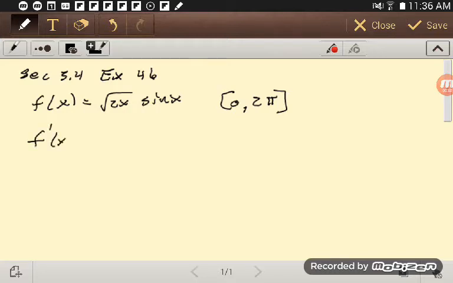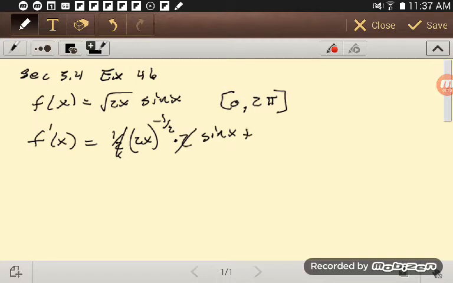If I do this using the product rule, this is (2x)^(1/2), so I would have 1/2 (2x)^(-1/2), and then times 2, so those of course would disappear, all times sine x, and then plus that square root, or (2x)^(1/2), times cosine x.